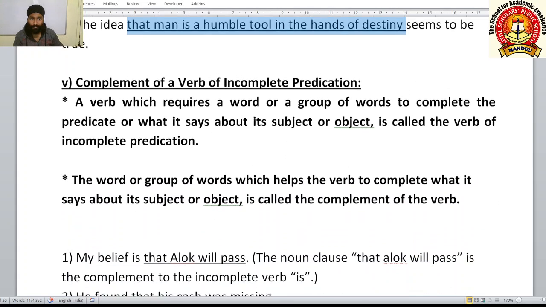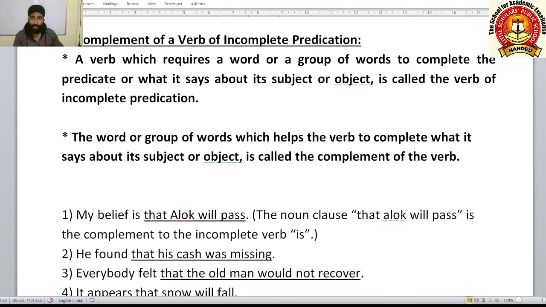Now next, the fifth type: complement of a verb of incomplete predication. Complement means that which does the work of completion. Complement of a verb of incomplete predication means the verb which has an incomplete predicate. So here, a verb which requires a word or a group of words to complete the predicate, or what it says about its subject or object.